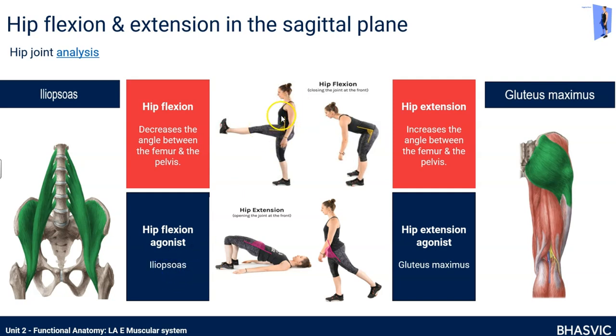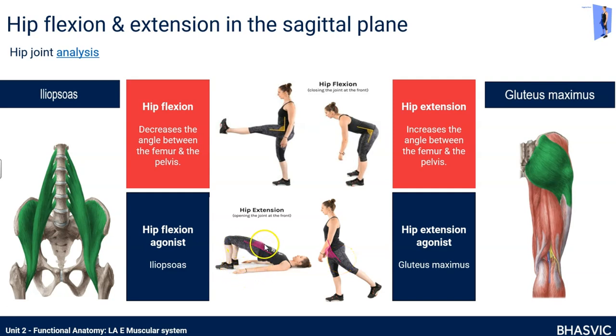When iliopsoas is contracting to create hip flexion, the partner muscle needs to relax and lengthen to allow that to happen. The partner muscle with iliopsoas is gluteus maximus, the largest of the three gluteal muscles. However, gluteus maximus is the agonist for hip extension. If this person was stood in the normal preparatory position with their feet together, and then contracted gluteus maximus, basically your bottom muscle, it would pull your femur backwards, increasing the angle at your hip, and that is hip extension.